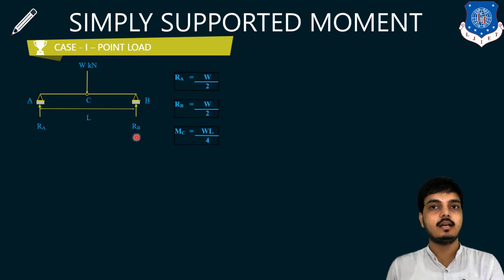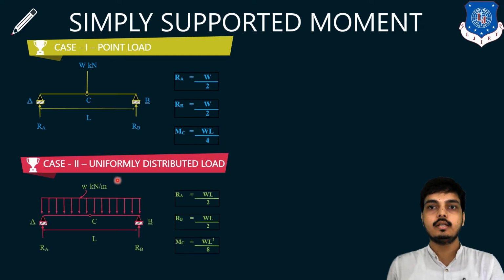Now a similar case has been taken, a central point load. So its reaction will be half of W, which is W by 2 and W by 2. Its moment will be WL by 4. Means at C it is a moment. So its maximum moment will be at C point below the load, which is WL by 4. So my maximum moment or simply supported moment for the AB span of central point load will be WL by 4.